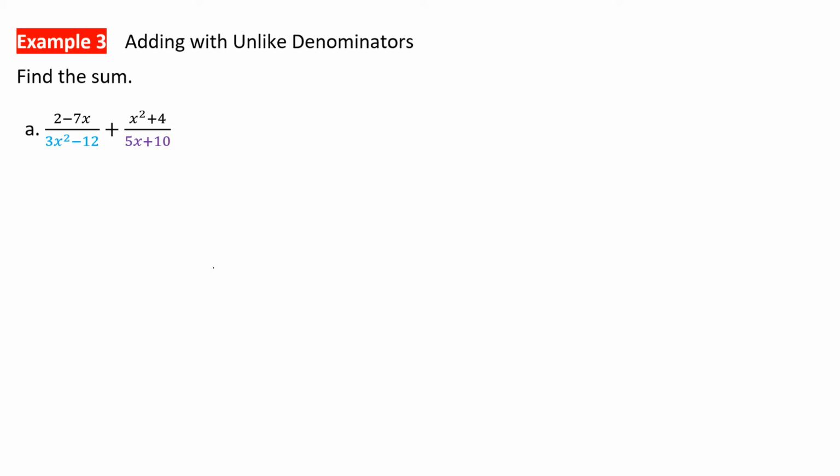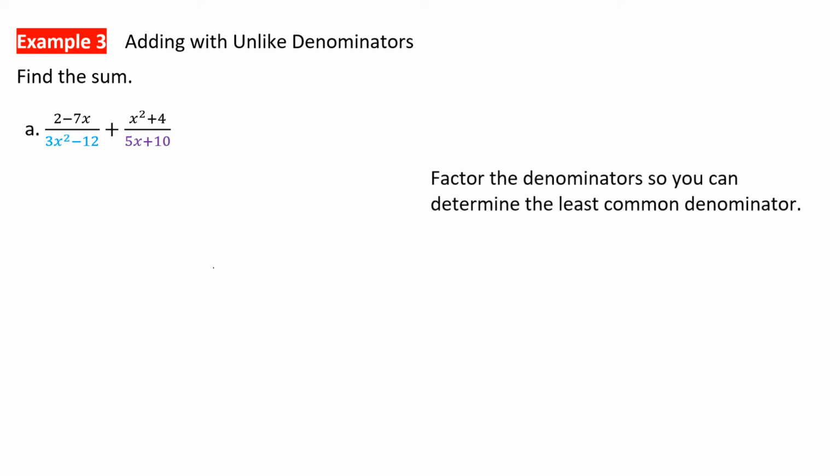Now let's add with unlike denominators. You can see we have two fractions here. The denominators are not the same. They're color-coded for what's about to follow. I hope this will be helpful. The first thing we want to do is to factor each of those so that we can help determine what the least common denominator will be.